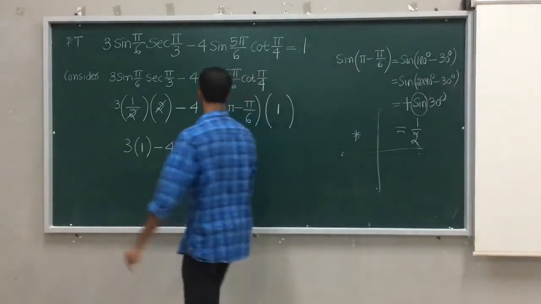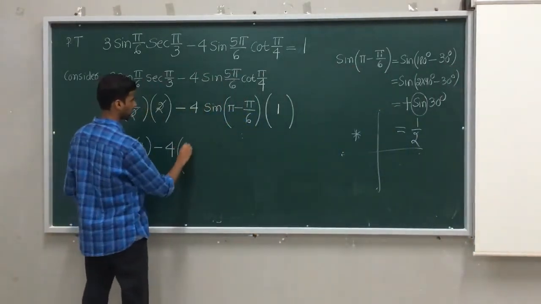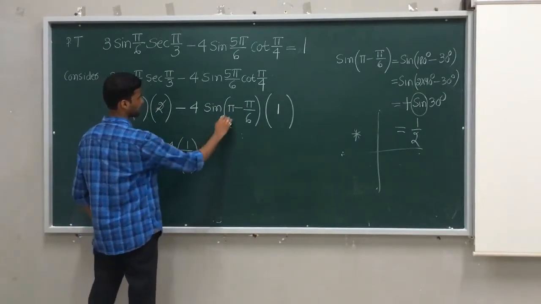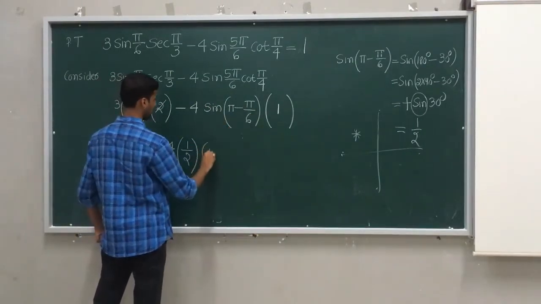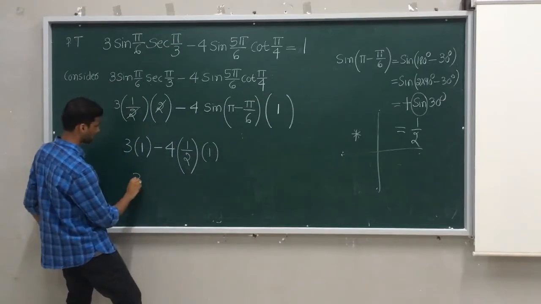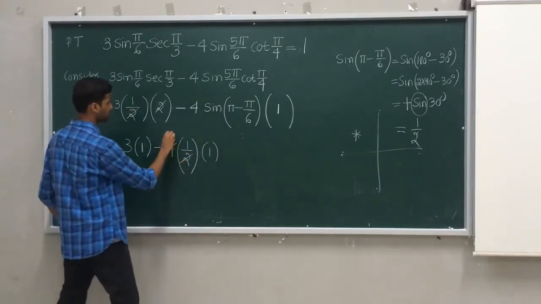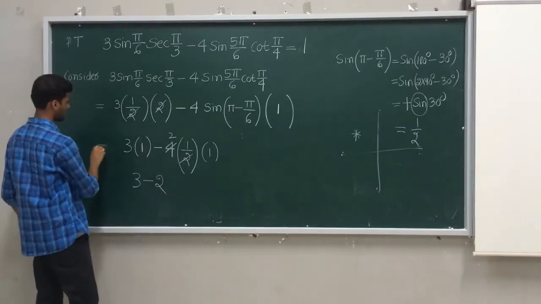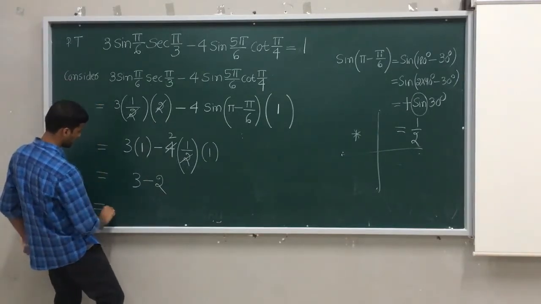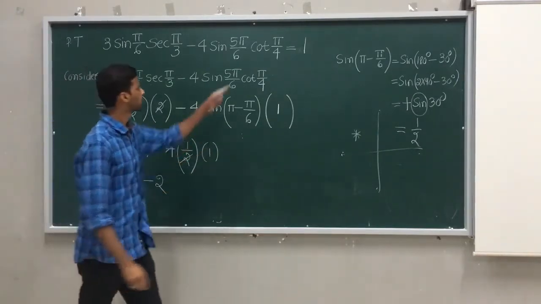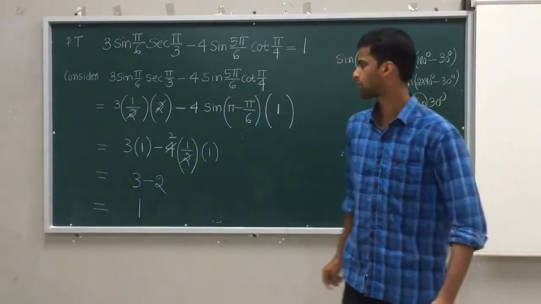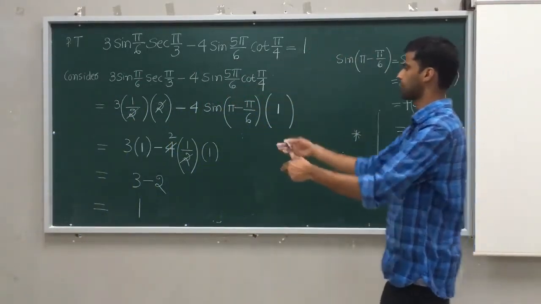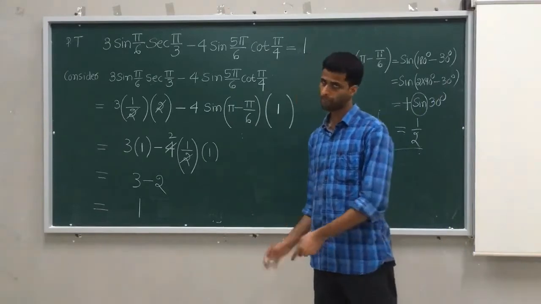Therefore, the total answer of this is 1 by 2 into 1. So this becomes 3 minus 4 times 1 by 2, that is 3 minus 2. At the end, 3 minus 2 is 1. So what we expected, that answer we got. Therefore, the complete expression's final answer is 1, that we proved. Okay.